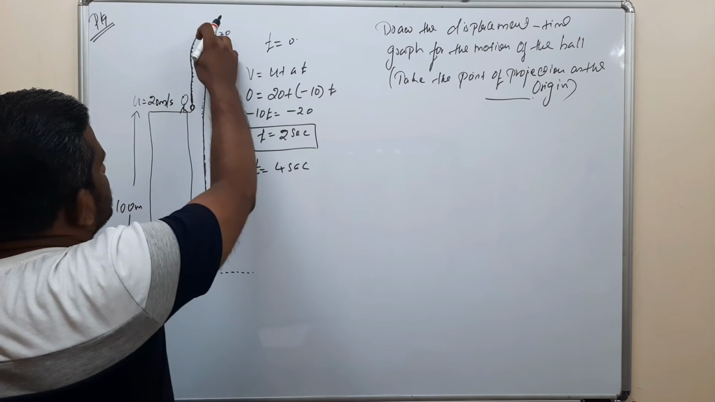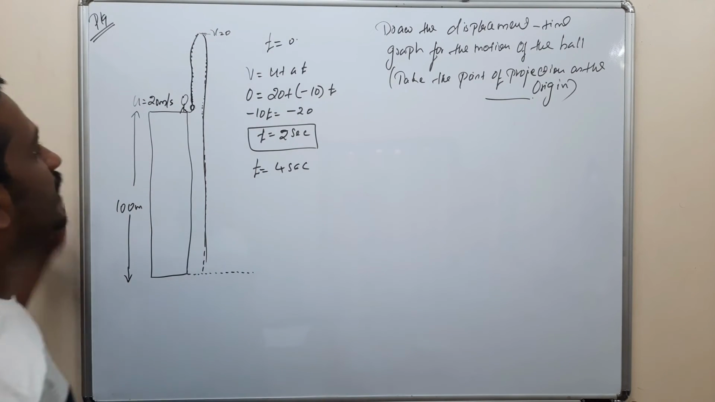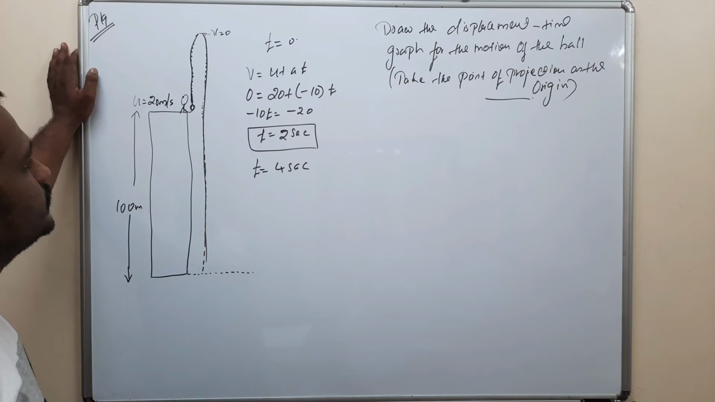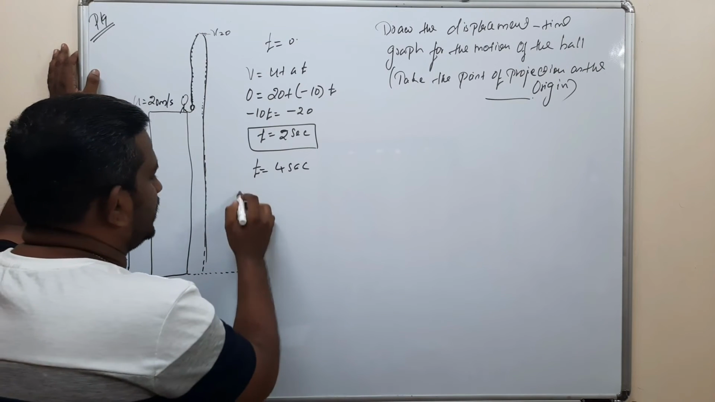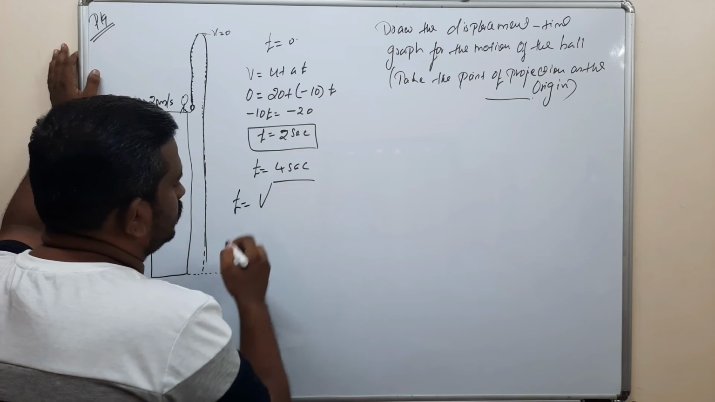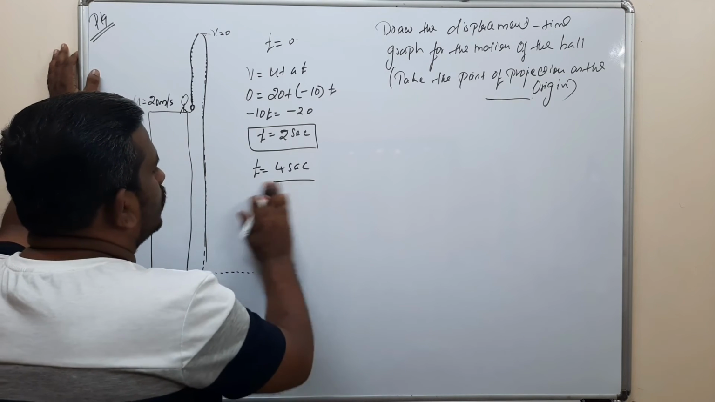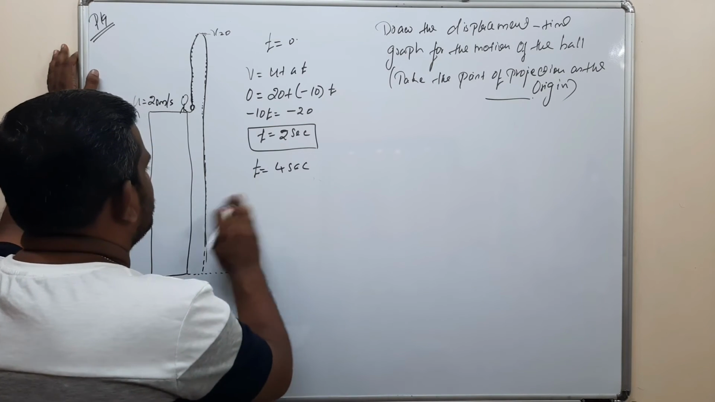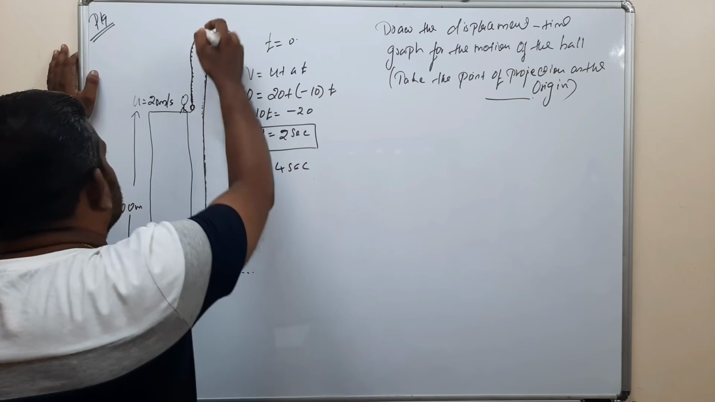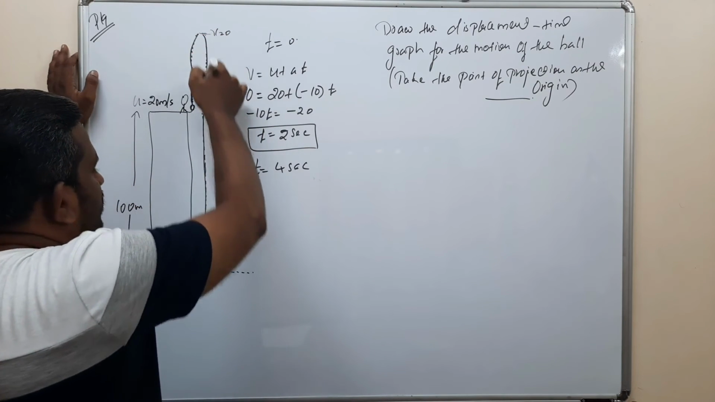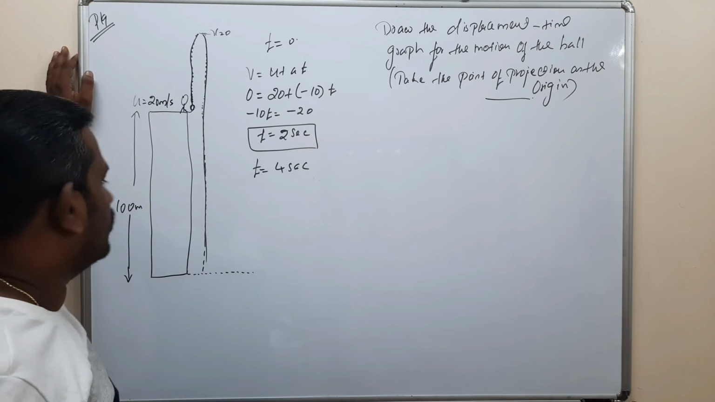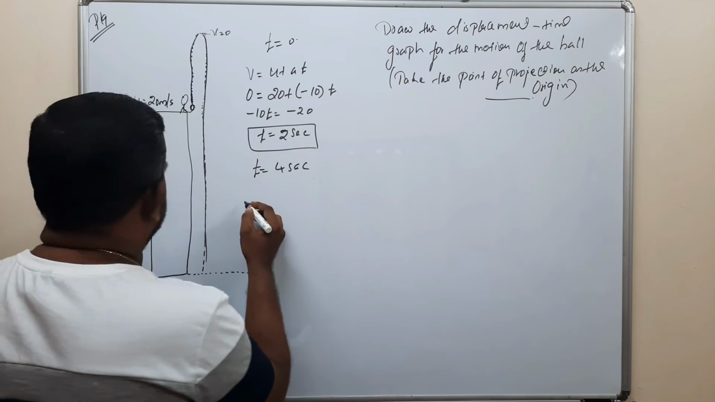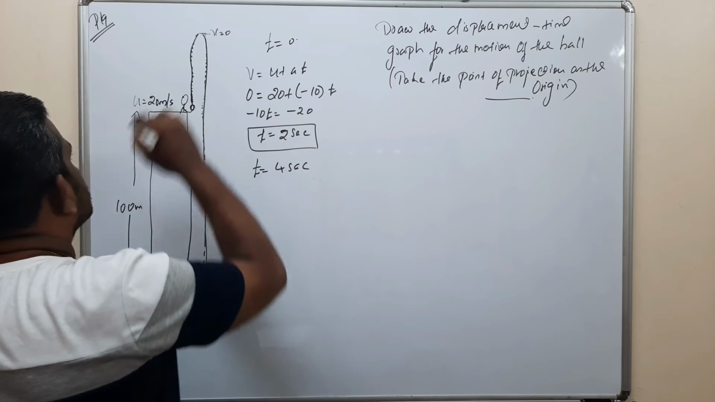From this I am considering the motion where the ball reaches the maximum height and comes down to the ground. So we can find the time, that is t is equal to root of, from this equation. From this point onwards I am considering the motion. The ball is just like a free fall.